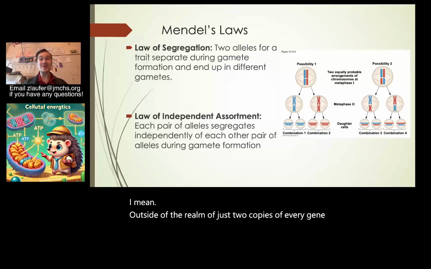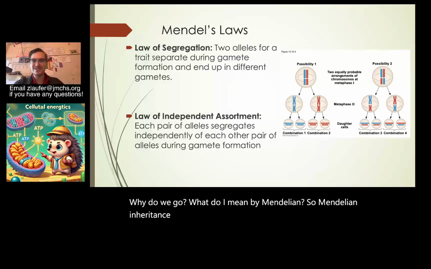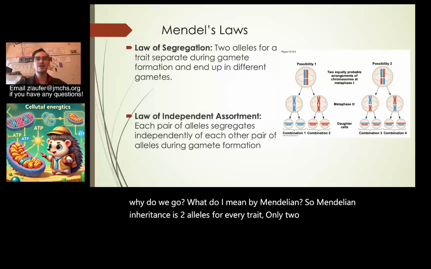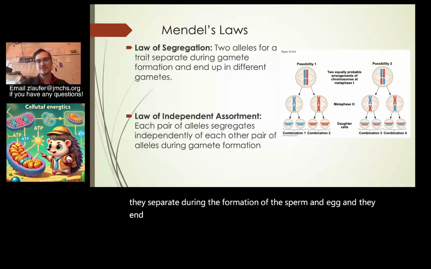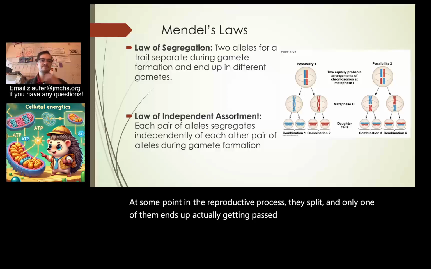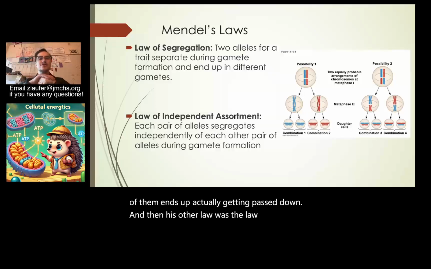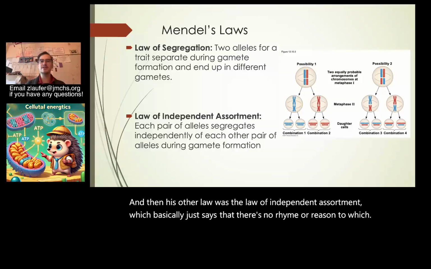Well, actually, what do I mean by Mendelian? So Mendelian inheritance is two alleles for every trait, only two copies basically, in two different versions, and that they separate. We now know that they separate during the formation of the sperm and egg, and they end up in different gametes. Mendel was basically just saying you have two copies of every trait. At some point in the reproductive process, they split, and only one of them ends up actually getting passed down. And then his other law was the law of independent assortment, which basically just says that there's no rhyme or reason to which cell each of the allele pairs go to.